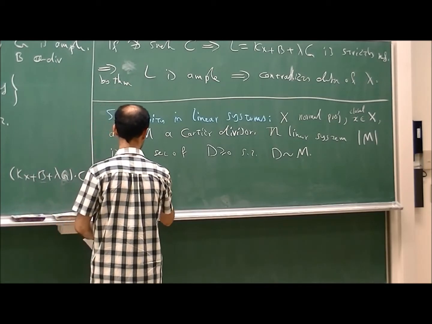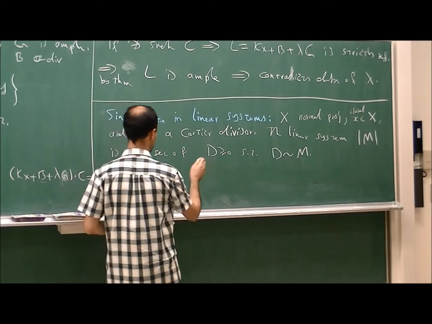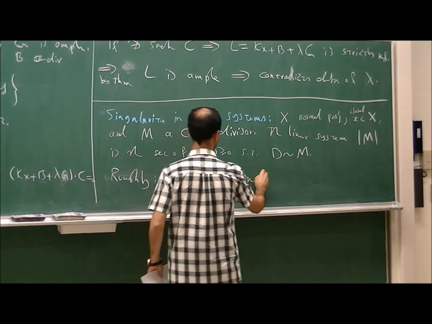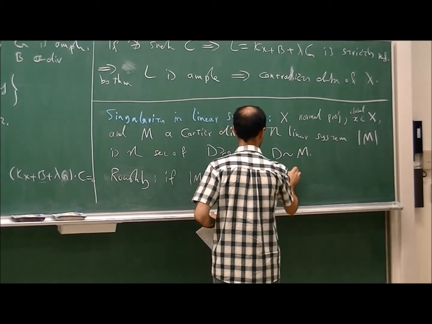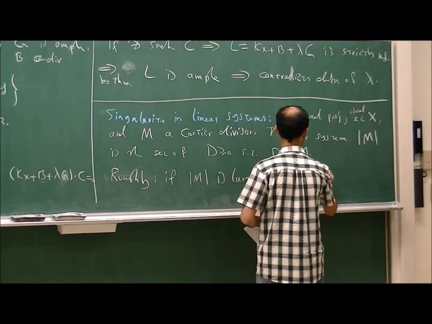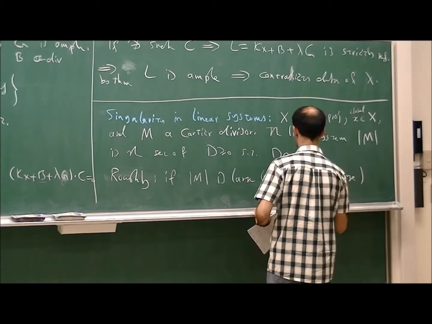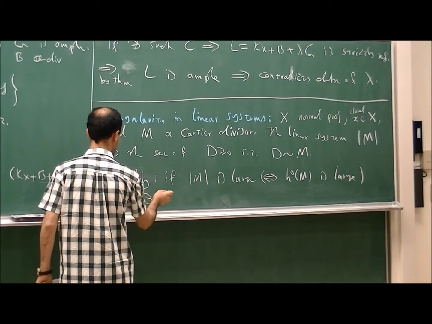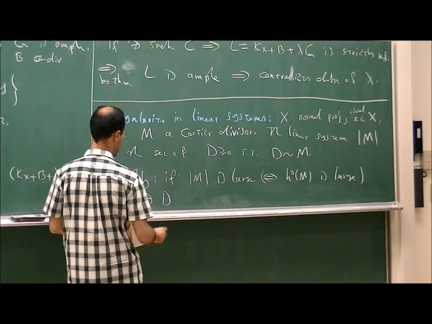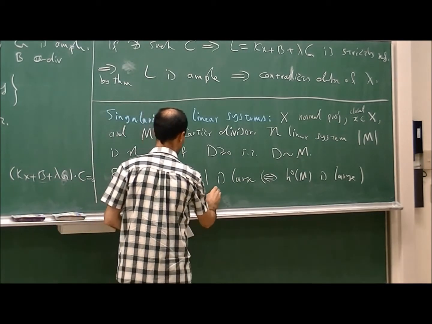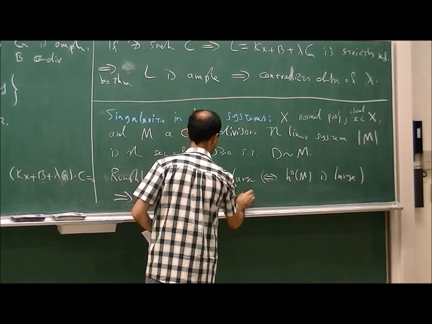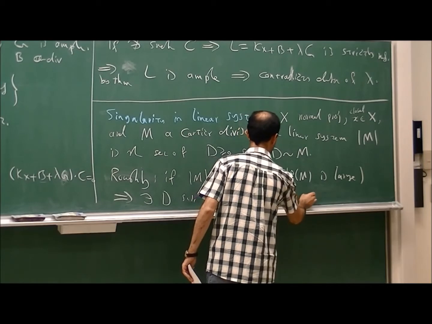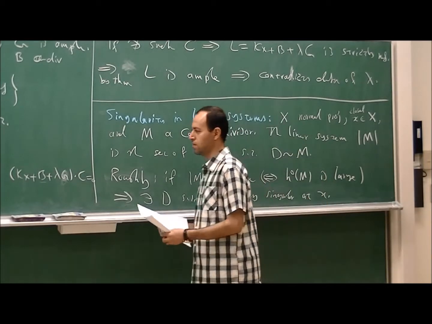So roughly speaking, if the linear system is large, by this I mean if you have a lot of sections, then you can find a D in the linear system such that D is very singular at this given point X.